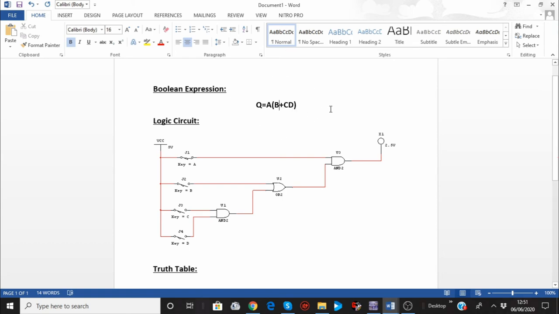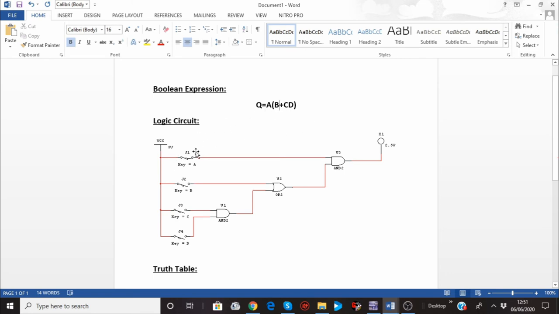Now we want to draw a logic circuit for this. Your logic circuit hasn't been given. You have only this Boolean expression, and you want to build the circuit out of this. My suggestion would be to start from the smallest gate that you have in between the inputs. How many inputs do we have here? Q is your output, so we put an LED here as an output, and the inputs are A, B, C, D. So you have four inputs.